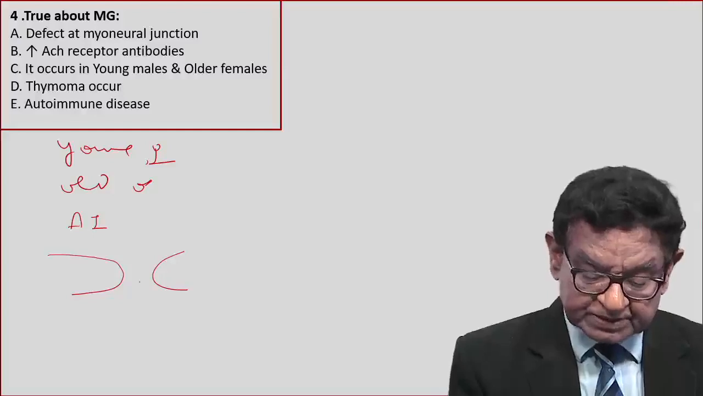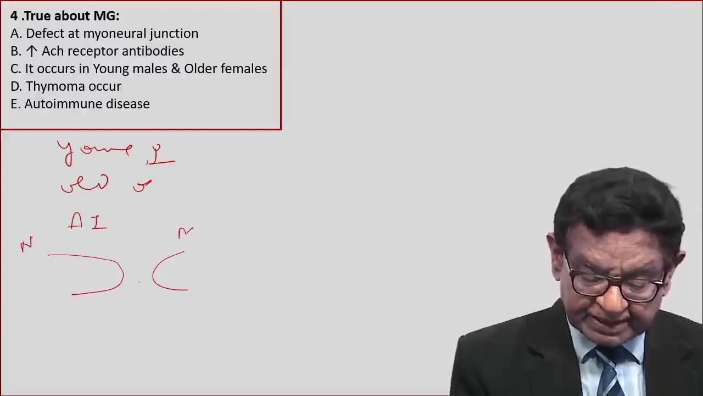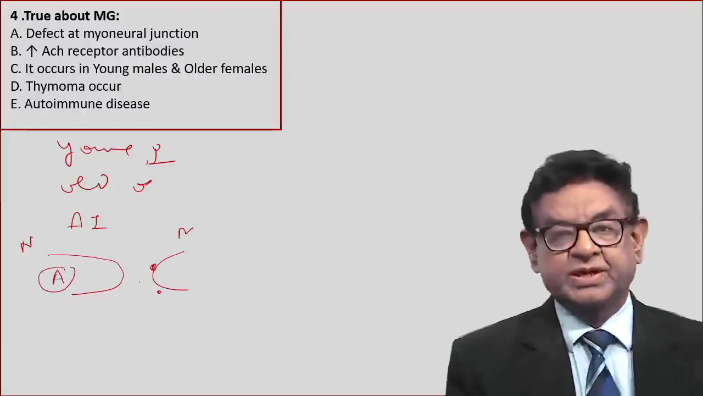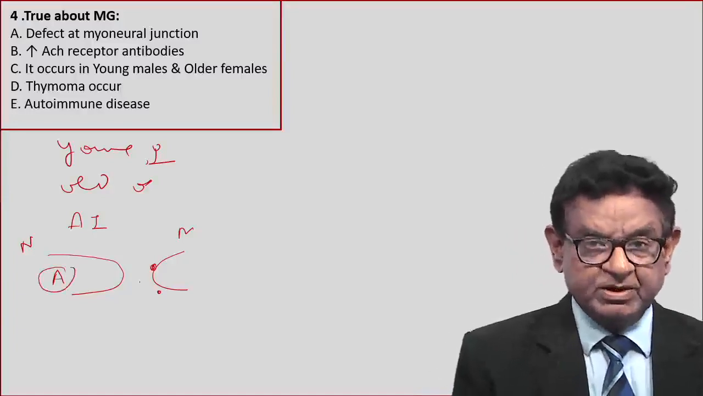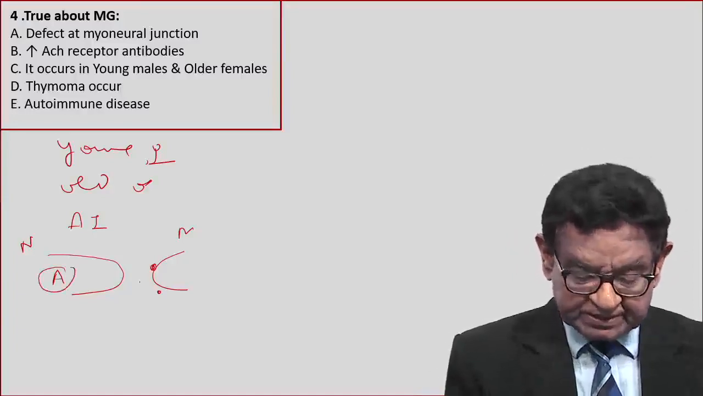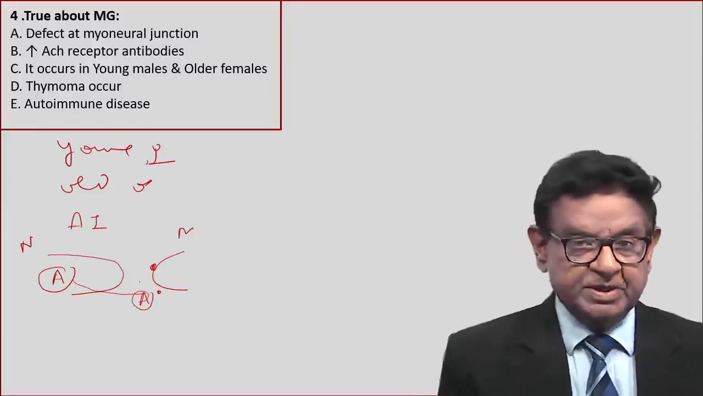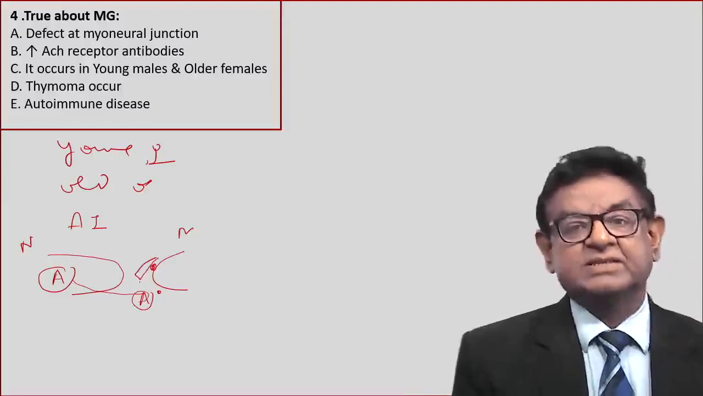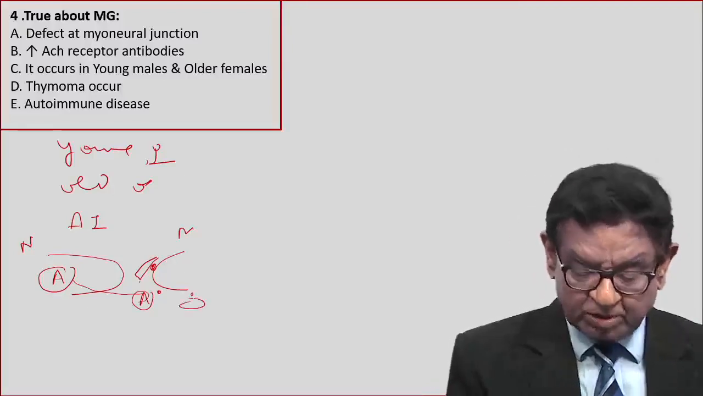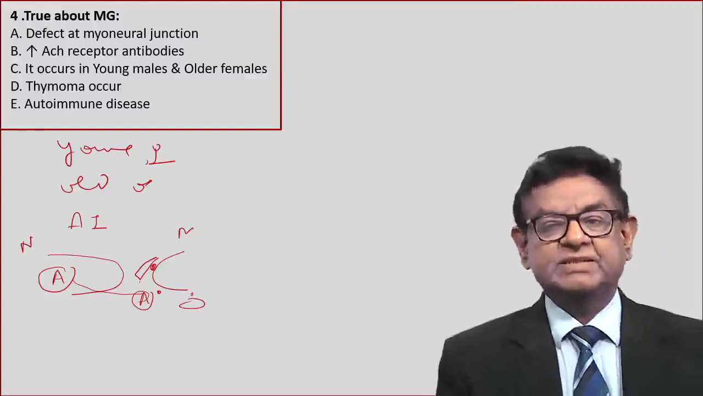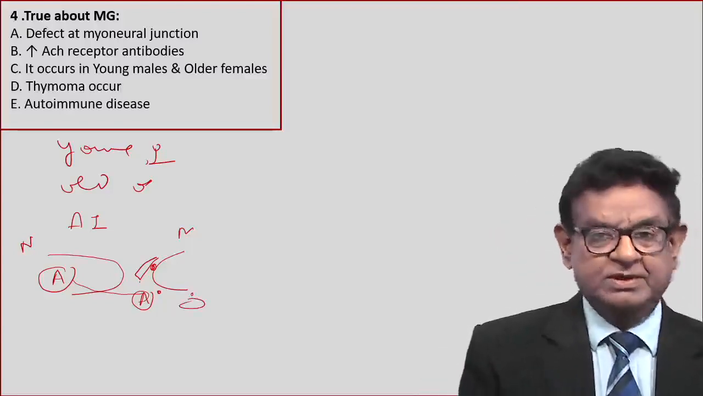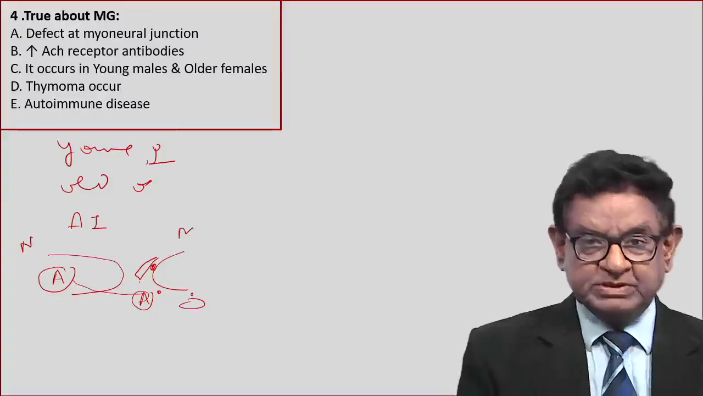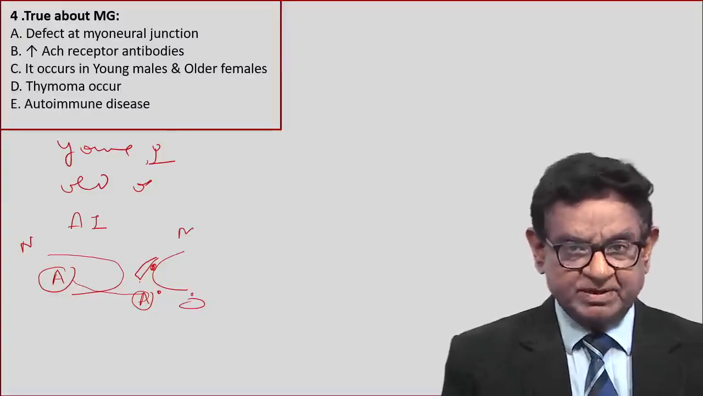This is the myoneural junction. This is the nerve terminal and this is the muscle end. Here are the acetylcholine receptors, and this is the acetylcholine which is released from the nerve when the nerve impulse comes to the nerve ending. This acetylcholine will come and get attached to the receptor, and this is how the muscle will contract. But in cases of myasthenia gravis, they have acetylcholine receptor antibodies, which block all the receptors. So even when the acetylcholine comes, the receptors are already blocked, so it is not able to bind the postsynaptic receptor, and this is how the muscle becomes weak.